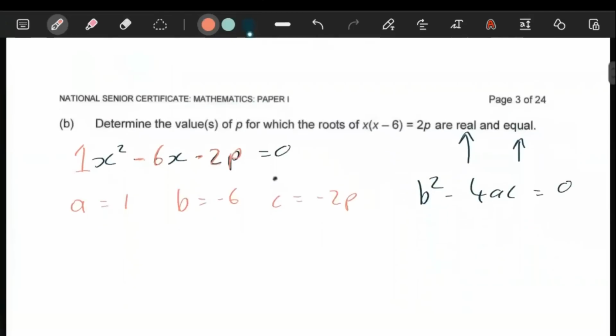So all this being done, let's see here. We have to put all that information into this equation. So it's going to be negative 6 squared minus 4. Our a value is a 1. Our c value is a negative 2p, equal to 0.